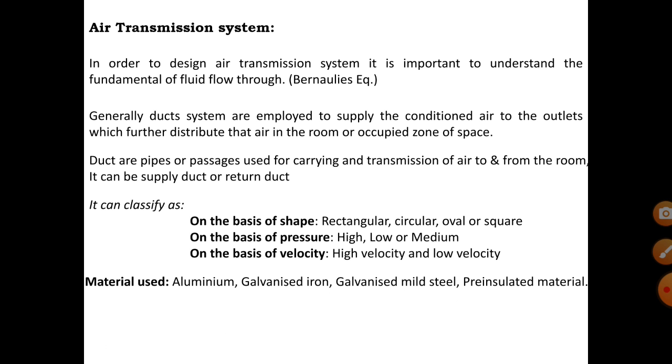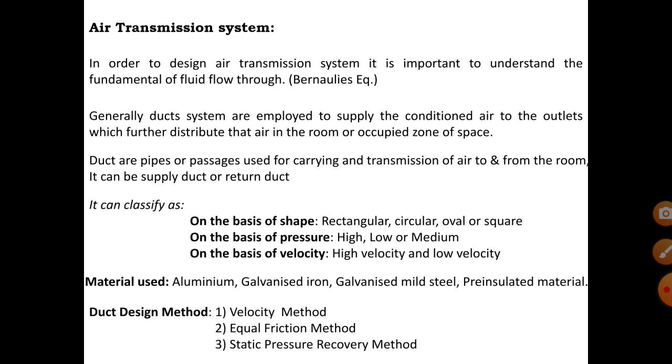Now, material used. The material could be aluminum or galvanized iron, that is GI sheets. Whatever material you are using, it would be of the sheet metal type. And these are a few methods for designing the duct: velocity method, equal friction method, and static pressure regain method.